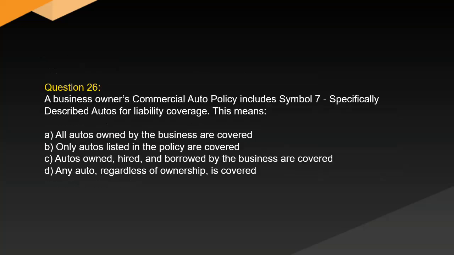Question 26. A business owner's commercial auto policy includes Symbol 7, specifically described autos for liability coverage. This means: A. All autos owned by the business are covered. B. Only autos listed in the policy are covered. C. Autos owned, hired, and borrowed by the business are covered. D. Any auto, regardless of ownership, is covered.